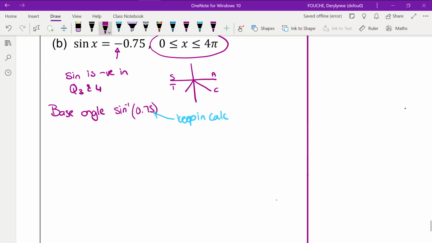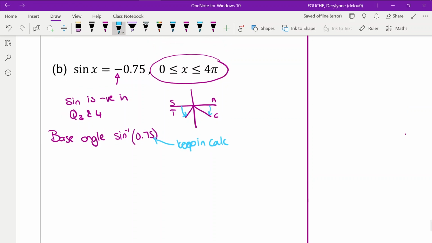Okay, and we know that the angles we're looking for will be pi plus the inverse sine of 0.75 and 2 pi minus our inverse sine of 0.75. But now we're going from 0 to 4 pi, so we're going to go round once, round twice. I'm going to have 4 solutions.